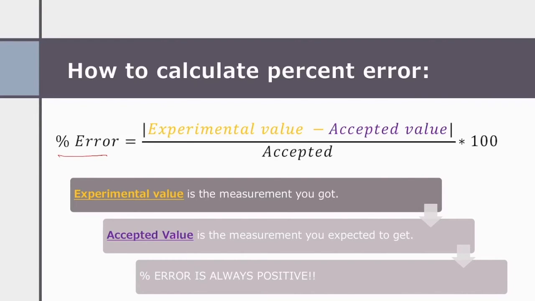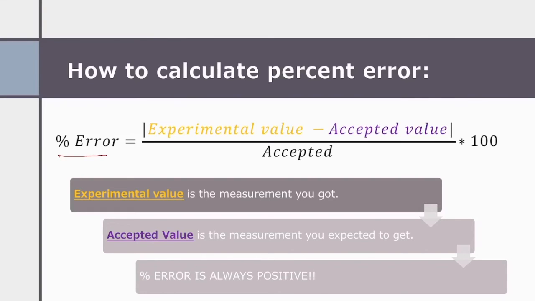The experimental value is always the amount that you get, or the measurement that you got, based on your experiment. The accepted value, sometimes called the expected value, is the measurement or the amount that you expect to be able to produce based on calculation, or maybe based on looking up information somewhere. So the experimental value always comes from experimentation, and the accepted or expected value always comes from some sort of calculation or from looking a value up somewhere.